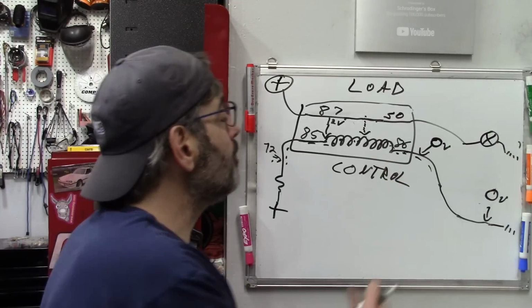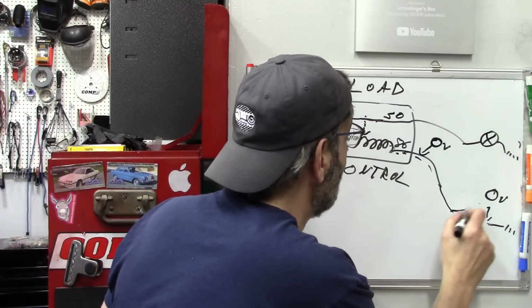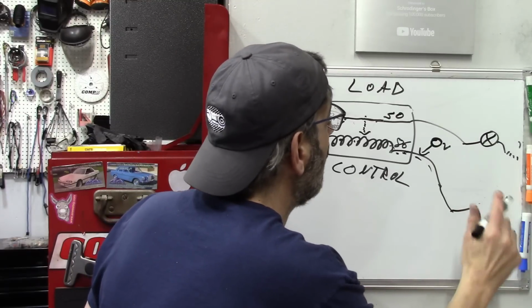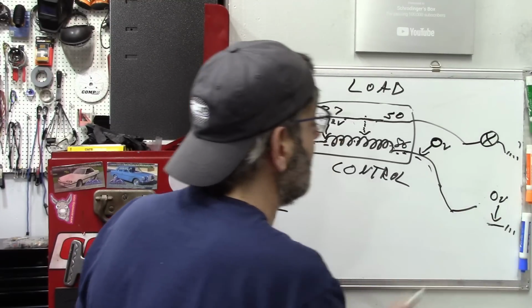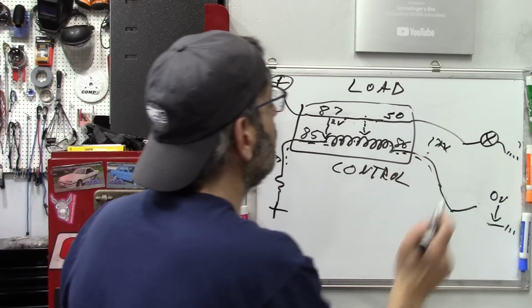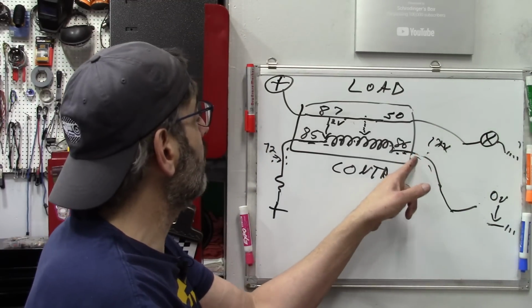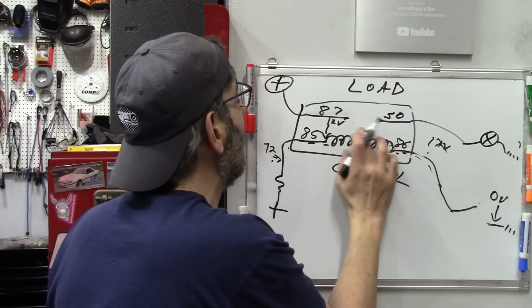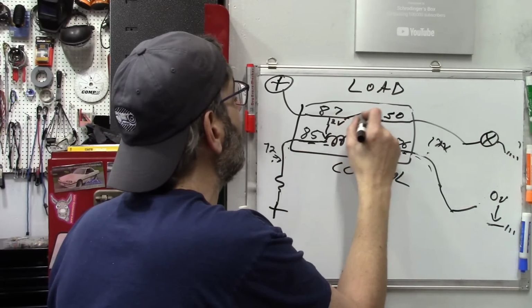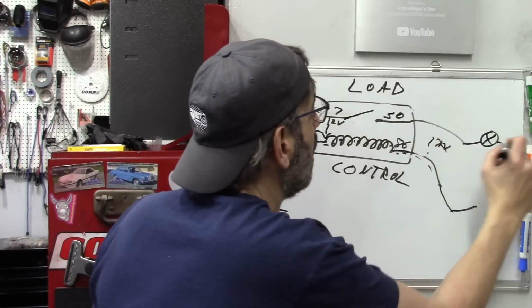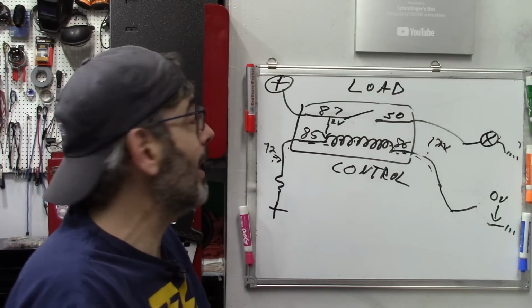When we turn off our headlights by opening this switch, we'll still have 0 volts here on that ground. That changes to 12 volts. We no longer have current going through here. That means our electromagnet no longer operates and our switch opens here, which means we no longer have current going to our light bulb and the lights turn off.